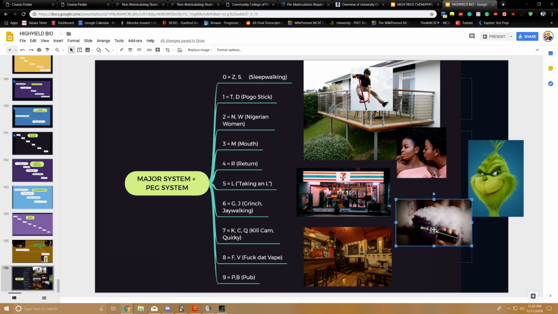I tried to escape from these two individuals and ran into the pub, where PB is associated with the ninth step. And here you go.